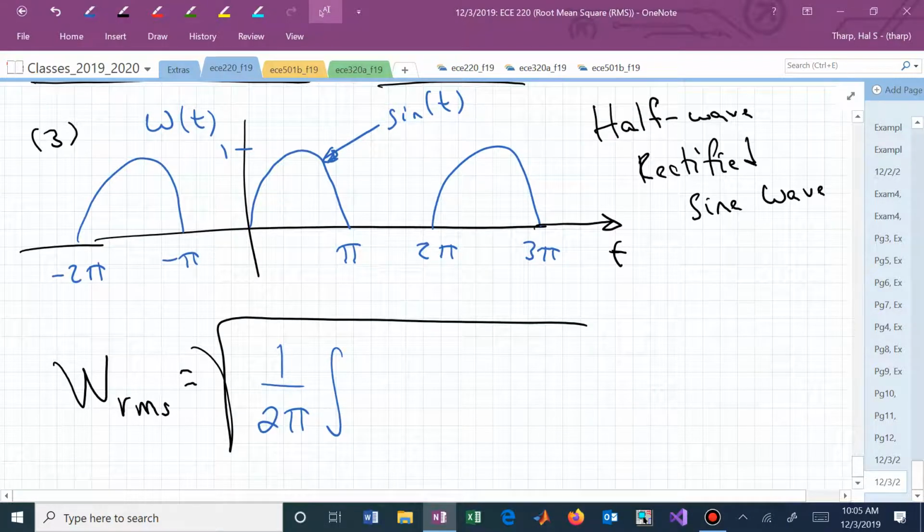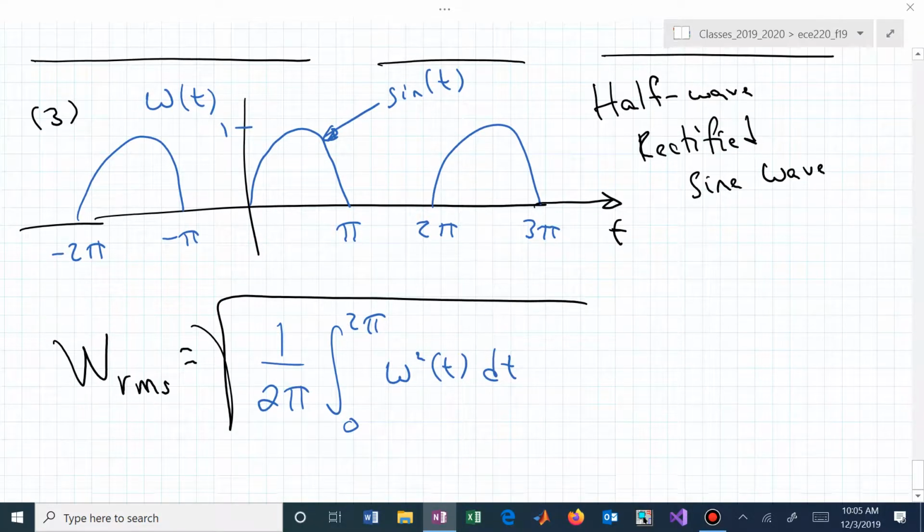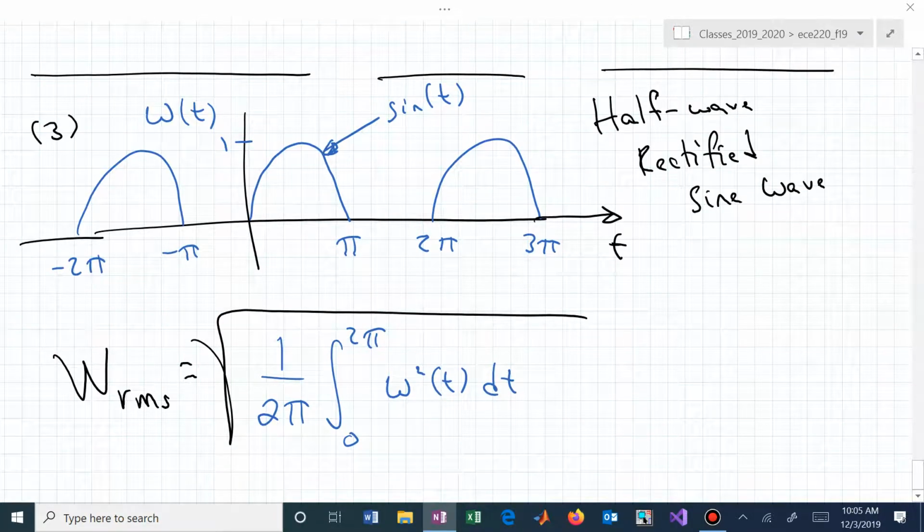We now integrate from 0 to 2 pi of w squared dt, where now we have to realize that if we start averaging this, w squared is only non-zero over half of that interval. We still divide by the full period, 1 over 2 pi, but now we just integrate from 0 to pi, where w of t is non-zero.